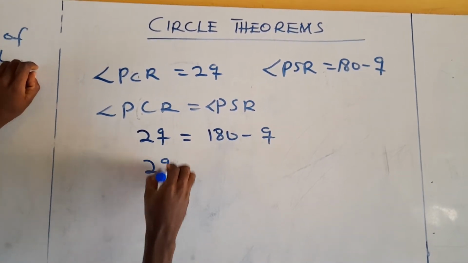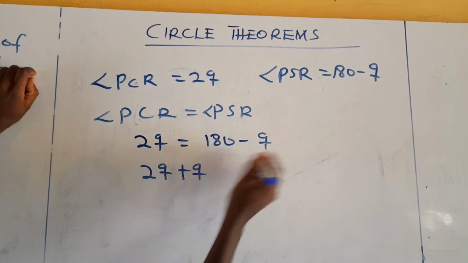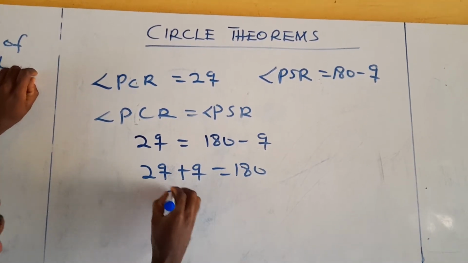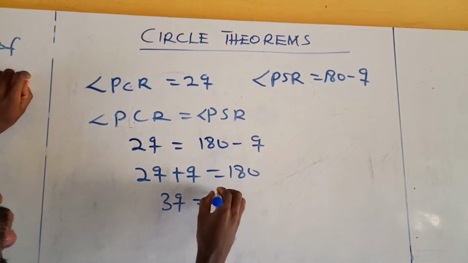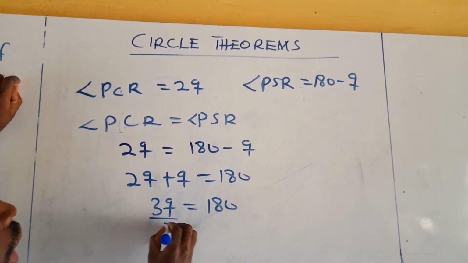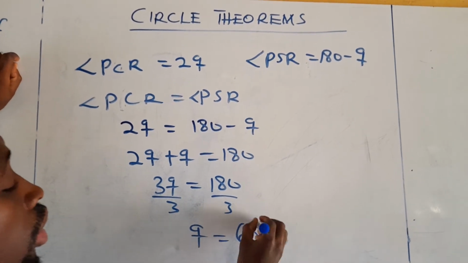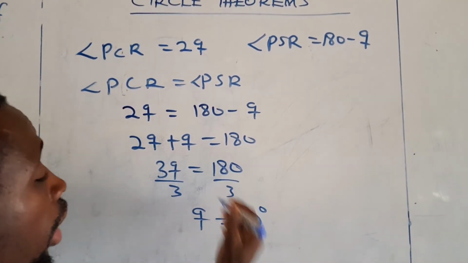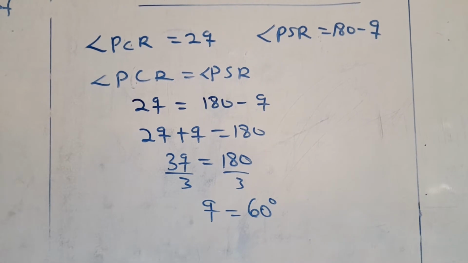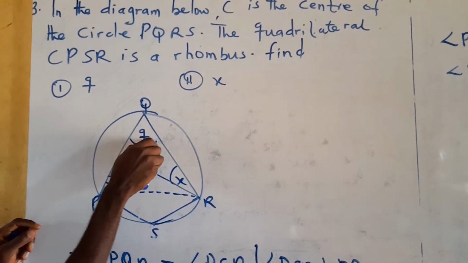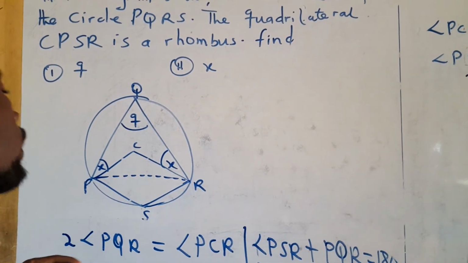How do we do it? We get 2Q plus Q will be equal to 180 degrees. Then 3Q will be equal to 180 degrees. We divide both sides by 3. Our Q is 60 degrees. 180 divided by 3 is 60. Then we have found the value of Q to be 60 degrees.